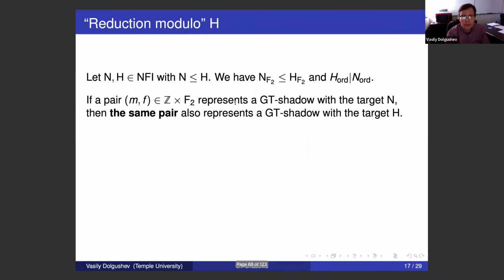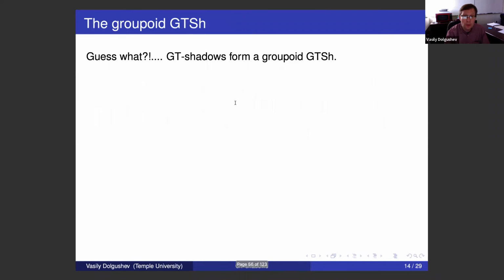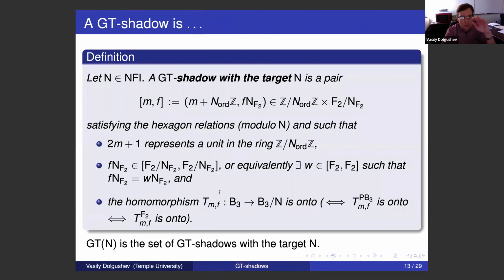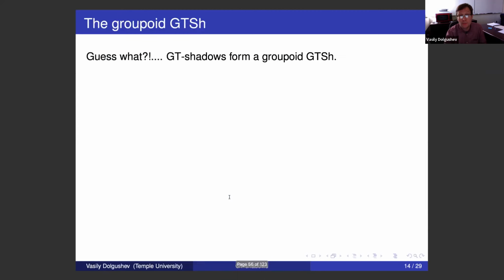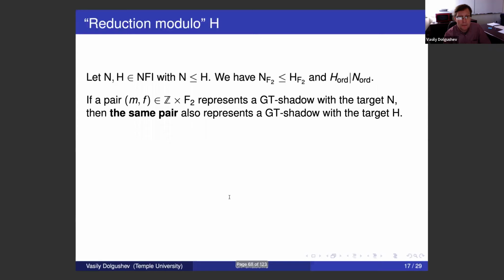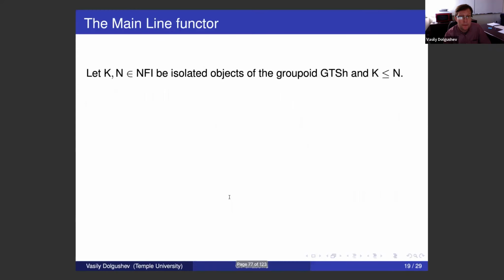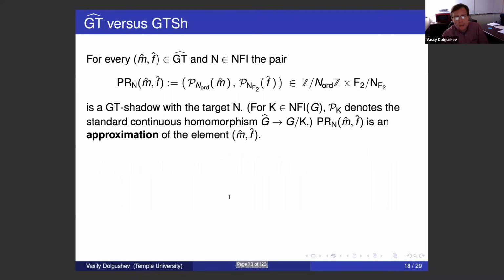When you looked at the definition of GT shadows, it's possible that these conditions seemed unnatural, right? It looks like they fall from the sky. But they're natural. They're related to the defining conditions for GT hat, and they're all satisfied. So then it makes sense to say that this GT shadow is an approximation of the actual element of GT hat.